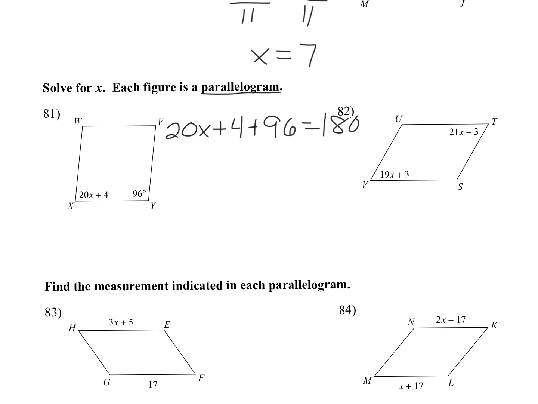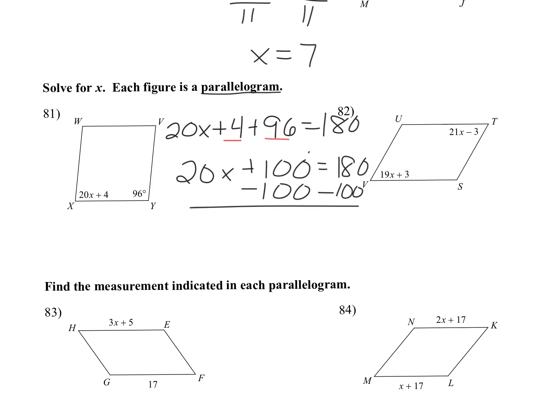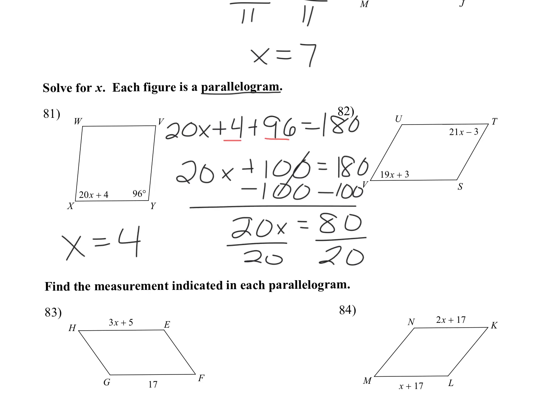What are like terms? 96 and 4. So we get 20x plus 100 equals 180. Next step. Subtract 100. So we have 20x equals 80. What's my last step? Divide by 20. x equals 4.